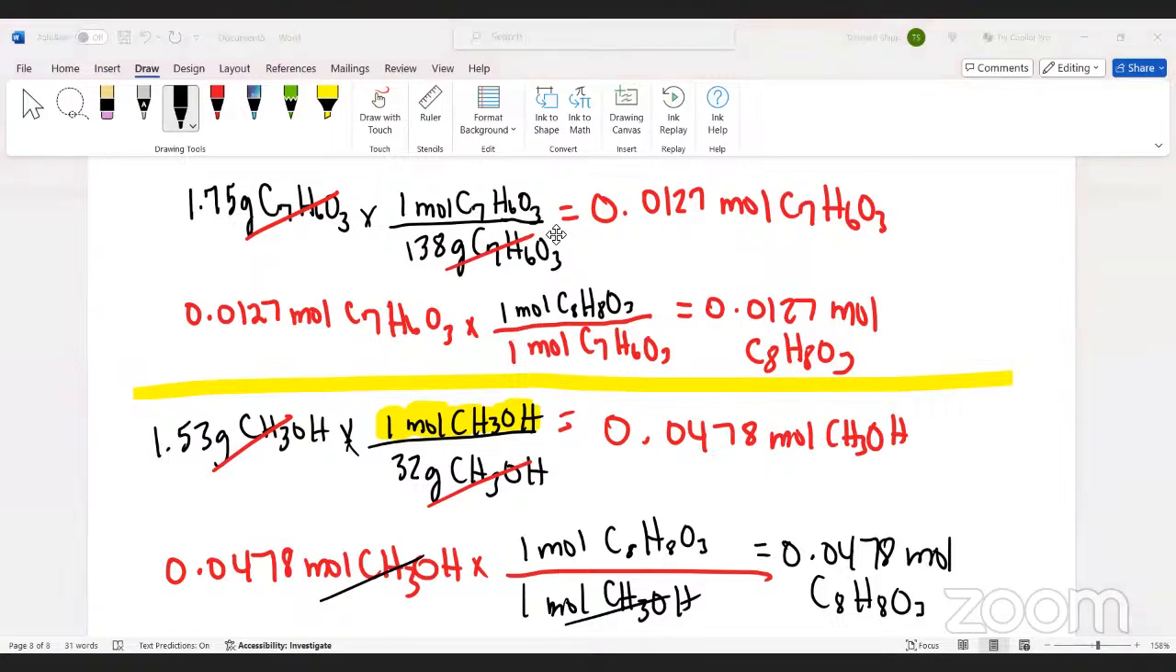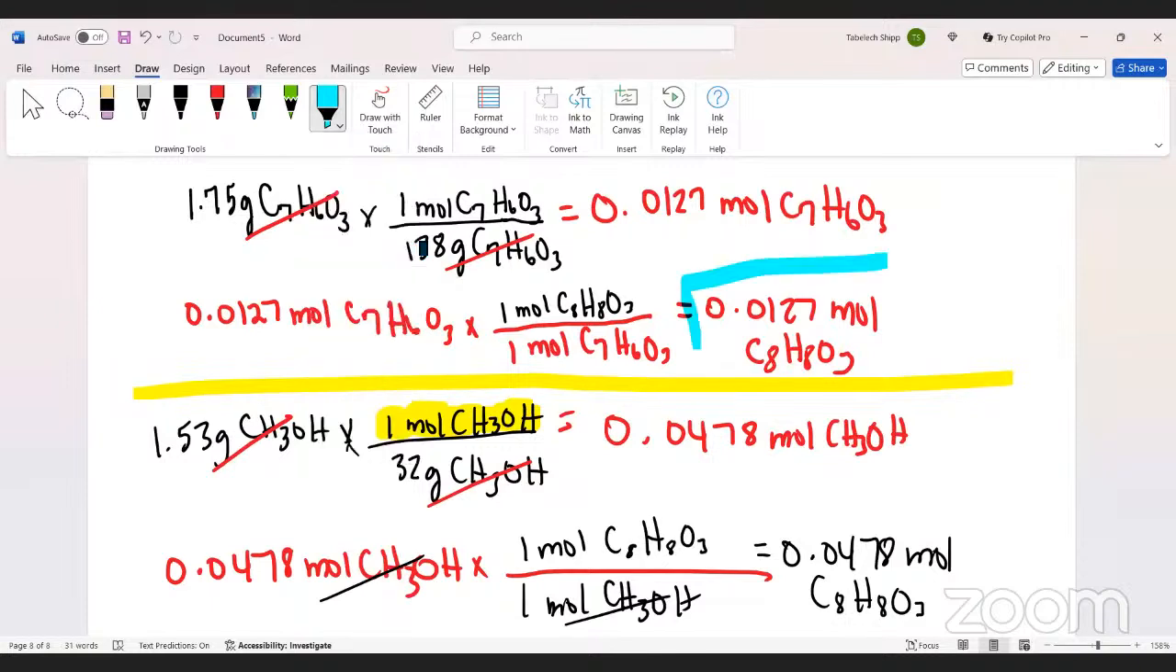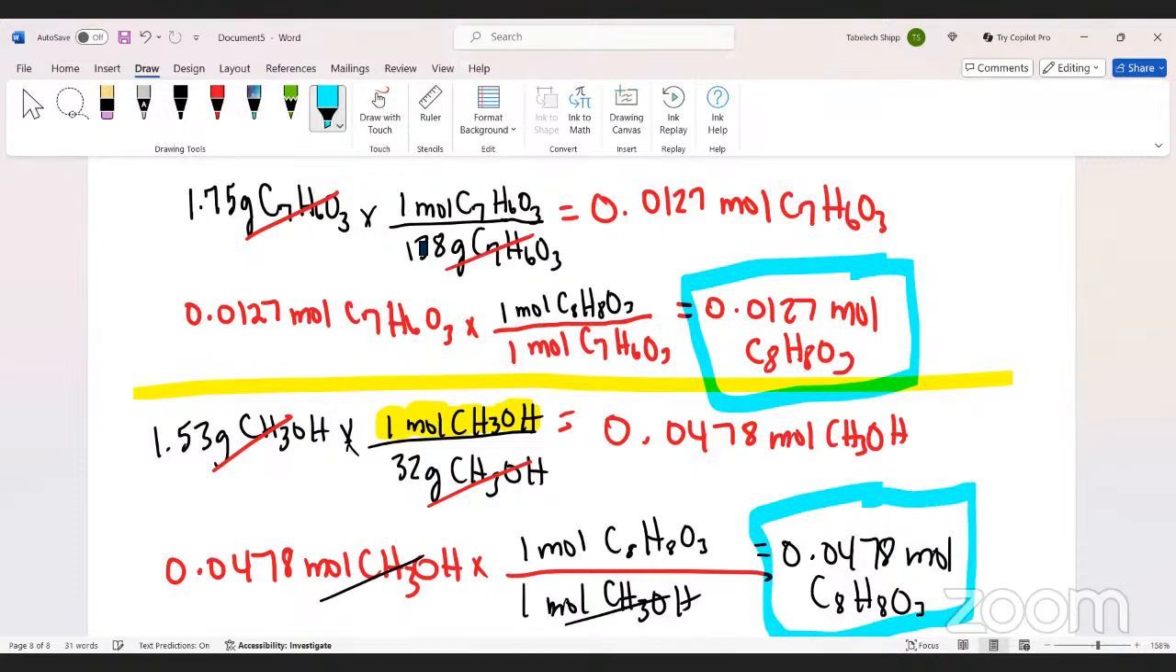Oh my gosh. But if you look at these numbers here with all this stuff that's written, I'm going to highlight these numbers in blue. This number compared to this number right here, which one was the smallest? Which number is the smallest? A or B? Right, Ariana, 0.0127. Therefore, the limiting reactant is C7H6O3. All of that to get to the limiting reactant.